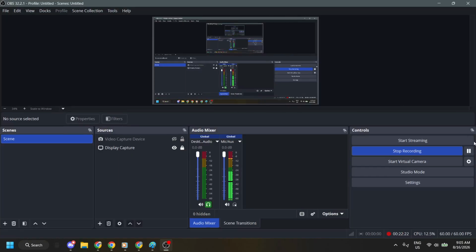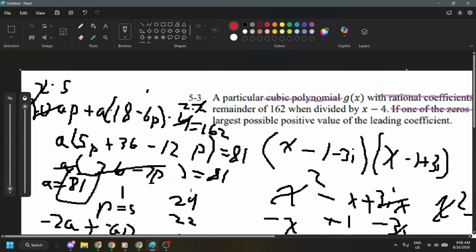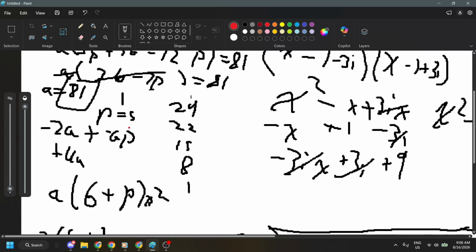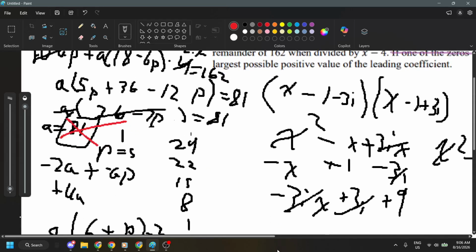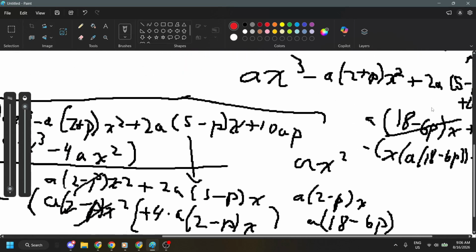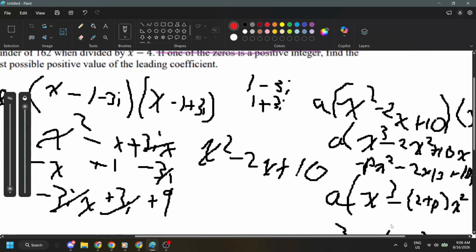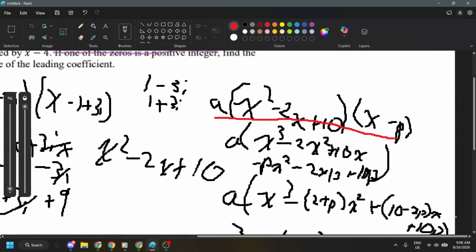Oh my gosh, let me check. Okay, so I totally got that wrong. I think I must have made a mistake in this process here, because that's not what they got. I mean, of course I got this correct, because this was like the easiest part.